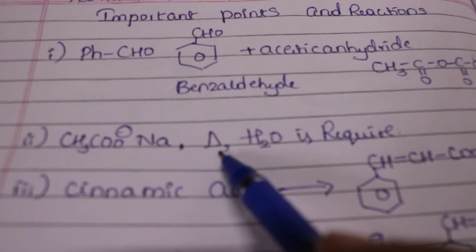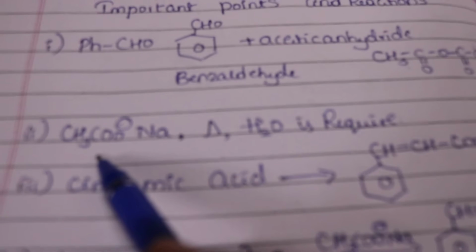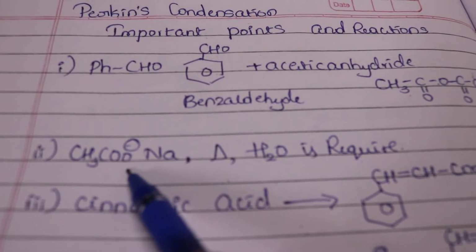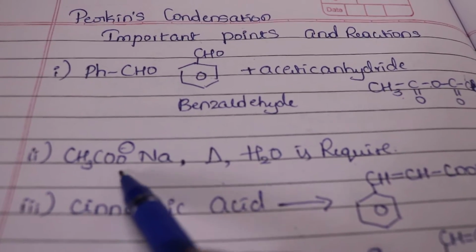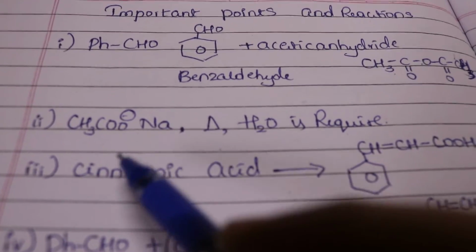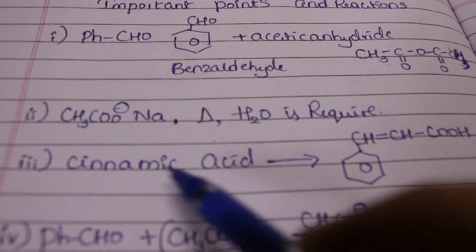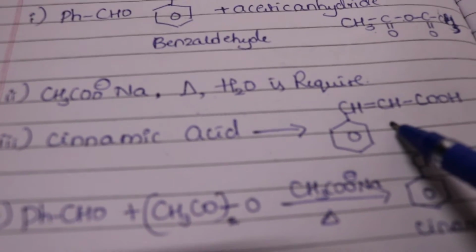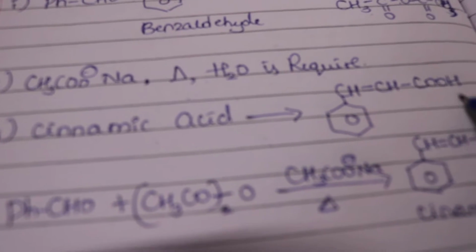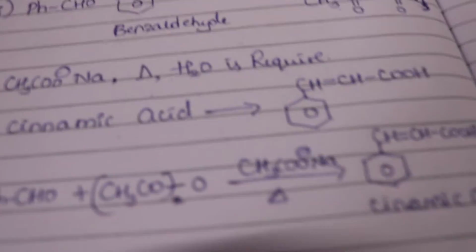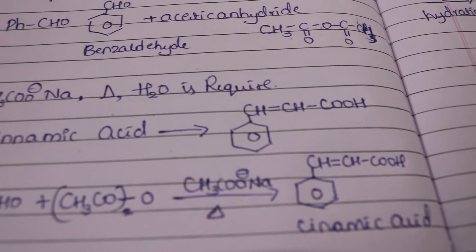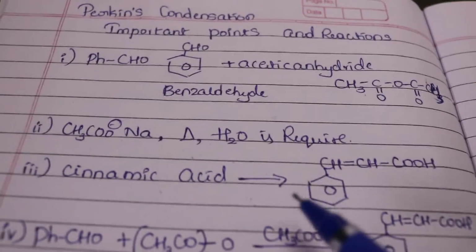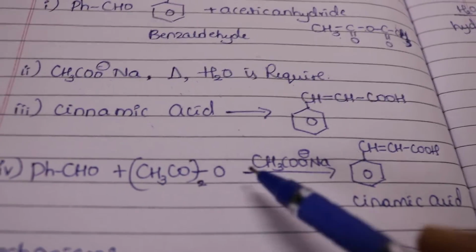This is the second point, which is the reagent, sodium acetate, CH3COONa, and finally the product we will get is cinnamic acid. So this is the structural formula for cinnamic acid.